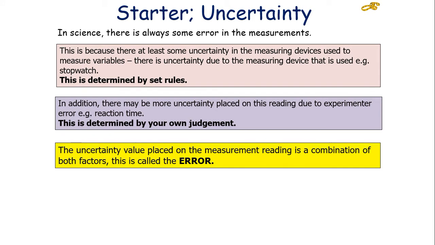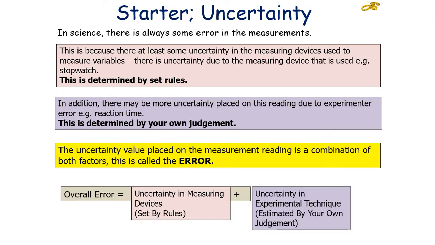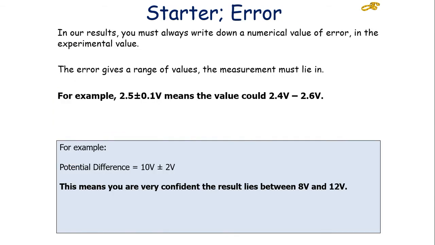Now, the uncertainty value placed on the measurement reading is a combination of both factors, and we can call this idea the error of the value. So overall error is the uncertainty in the measuring device, which is set by rules, plus the uncertainty in your experimental technique, estimated by your own judgment. In your results, you should always write down a numerical value of error with your experimental value.